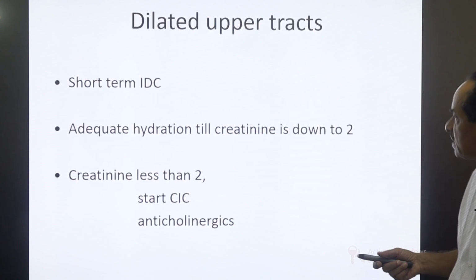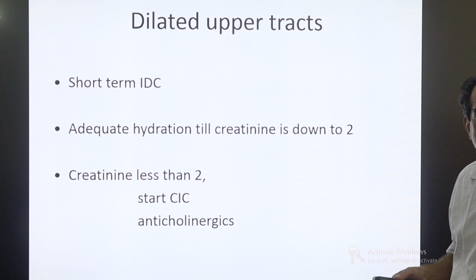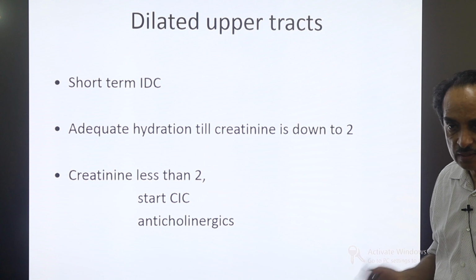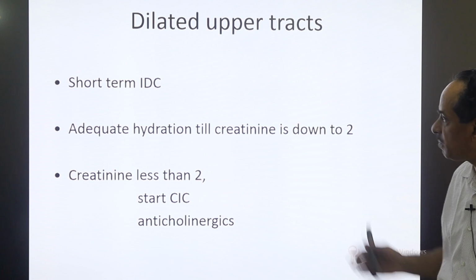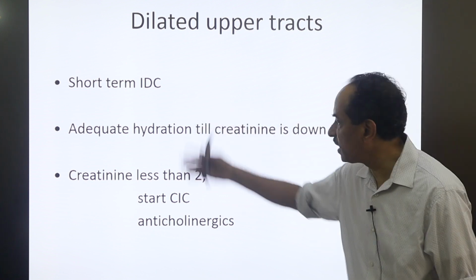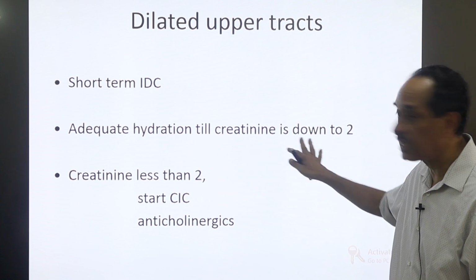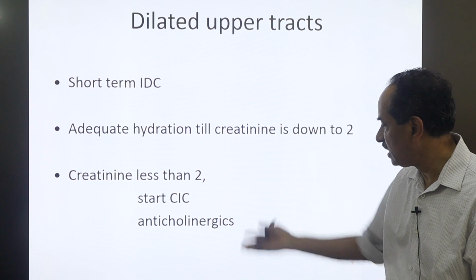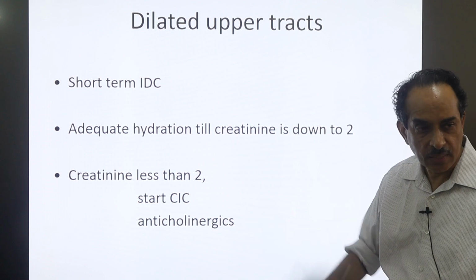When do you change the strategy? You see a patient with dilated upper tracts. Immediately you have to drain the bladder, so you reduce the pressure. Use a short-term indwelling catheter and adequate hydration till creatinine comes to around 2. When it becomes less than 2, then start CIC and anticholinergics so that the pressure is maintained.